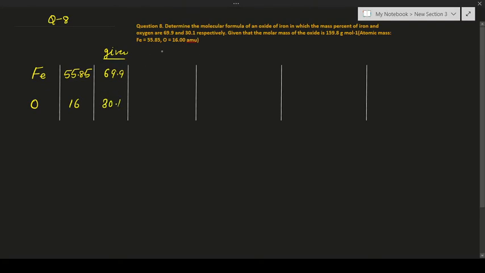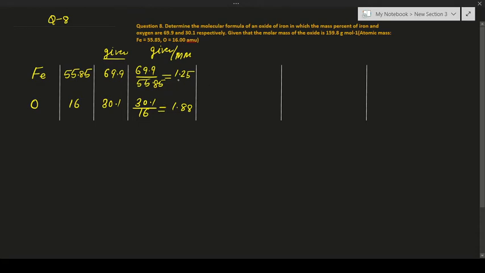So what do we do after that? We divide the given value by the respective atomic mass. So 69.9 divided by 55.85 equals 1.25. After that, 30.1 divided by 16 equals 1.88.